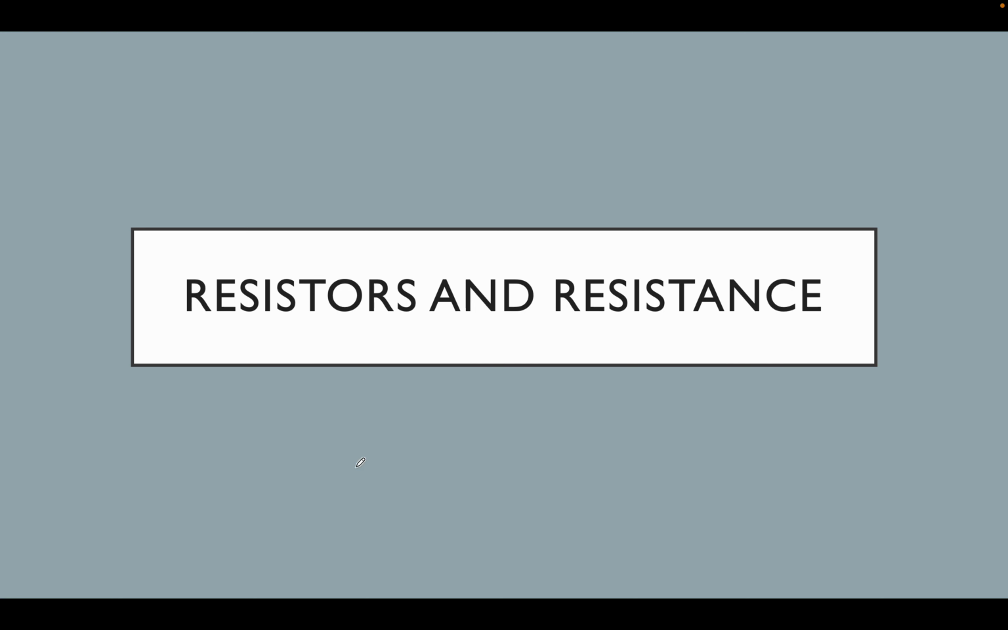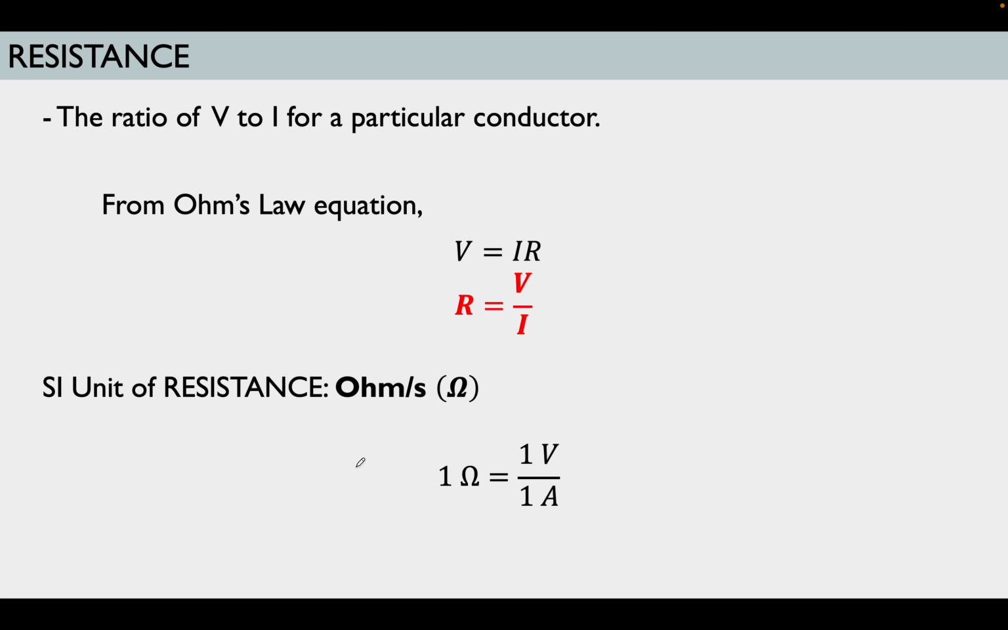Now, let's proceed to the resistors and also the resistance. We are done with the voltage and the current, so we will now proceed with the resistors as well as their resistance. When we say resistance, it is the ratio of V to I for a particular conductor. From Ohm's law, V is equal to IR. So to solve for the resistance, given the voltage and the current, the resistance is equal to the voltage divided by the current.